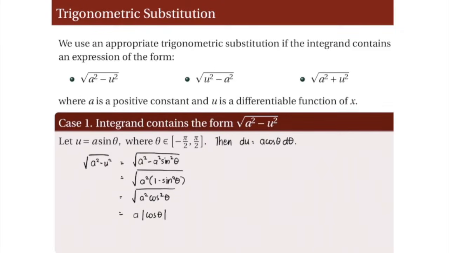of cosine theta. Pero, yung theta natin for this part is taken from negative pi over 2 to pi over 2. So, yung terminal side ng angle would be along quadrants 4 and 1, as well as dun sa may positive x-axis na side. And so, yung cosine natin for this case would be positive. So, yung absolute value niya would be itself. And so, yung square root ni a squared minus u squared is actually a cosine theta lang in terms of theta.